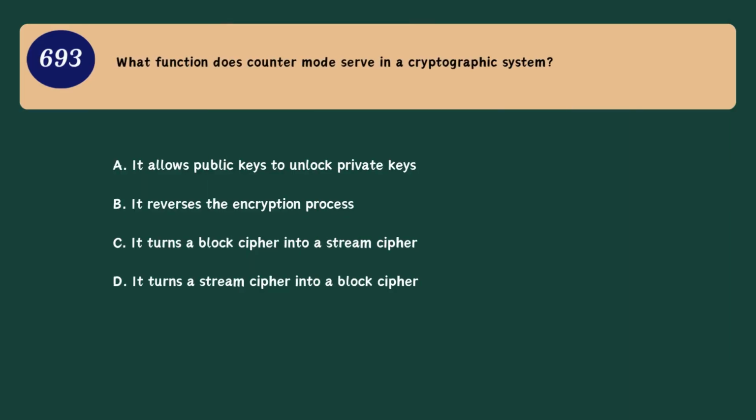Question 693. What function does counter mode serve in a cryptographic system? A. It allows public keys to unlock private keys. B. It reverses the encryption process. C. It turns a block cipher into a stream cipher. D. It turns a stream cipher into a block cipher.